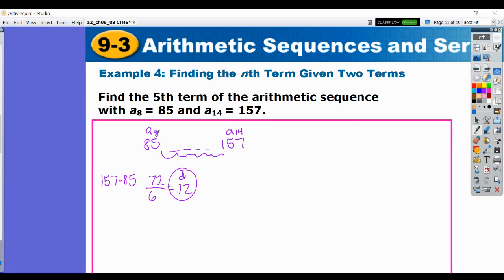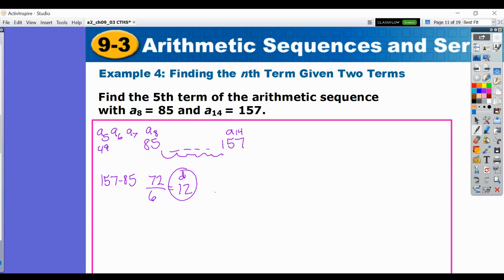You can go back. Since this is 8 and I want number 5, I can go down 12, down 12, down 12, 3 times. So I can subtract 12 times 3. 85 minus 36 is 49. So the 5th term is 49.